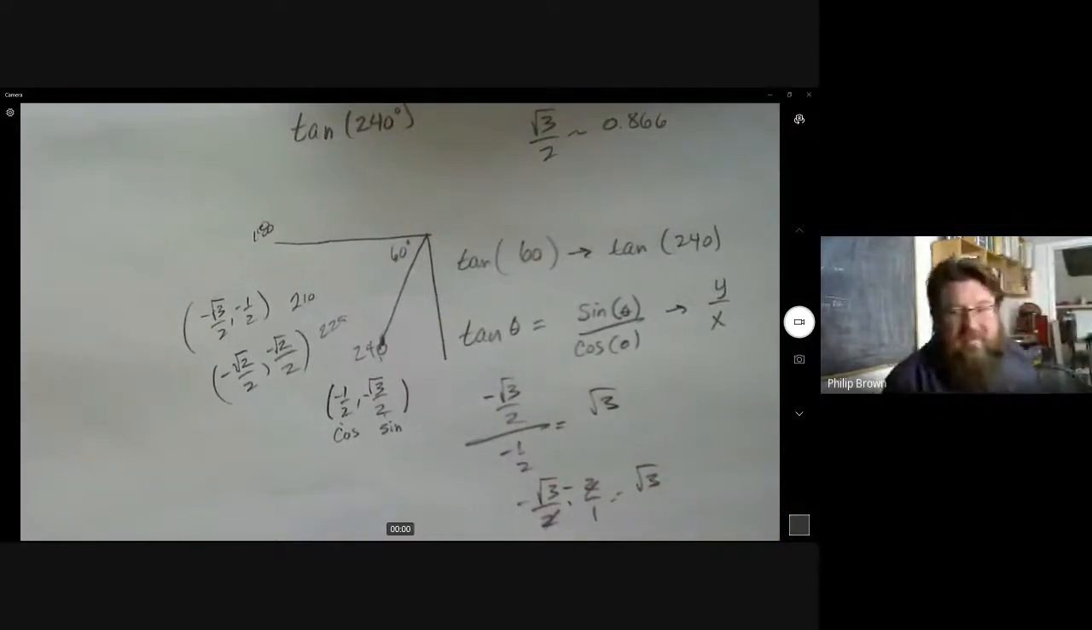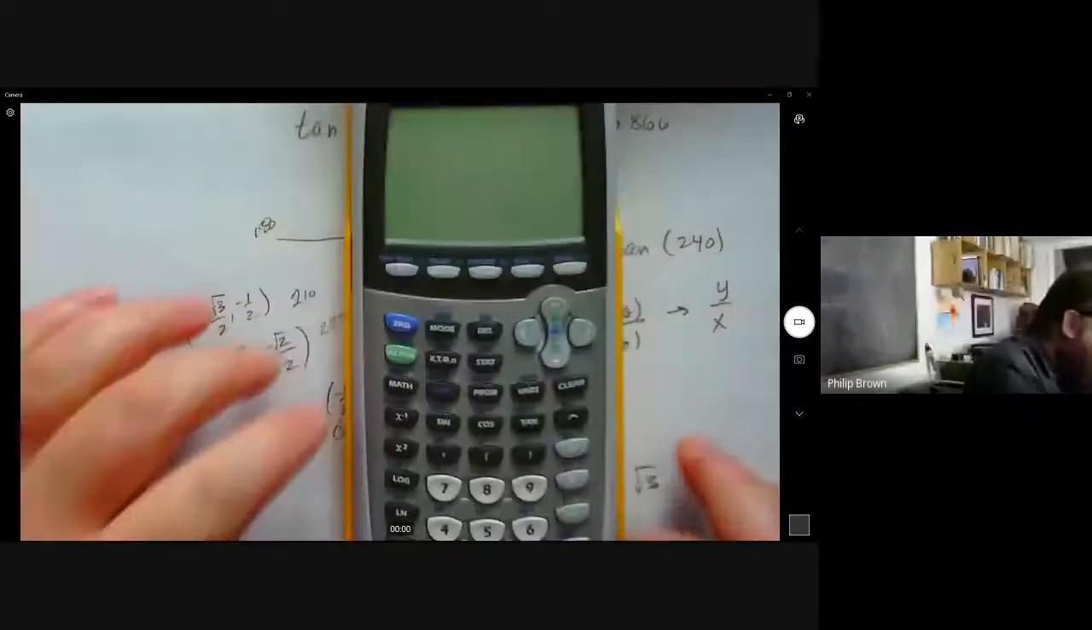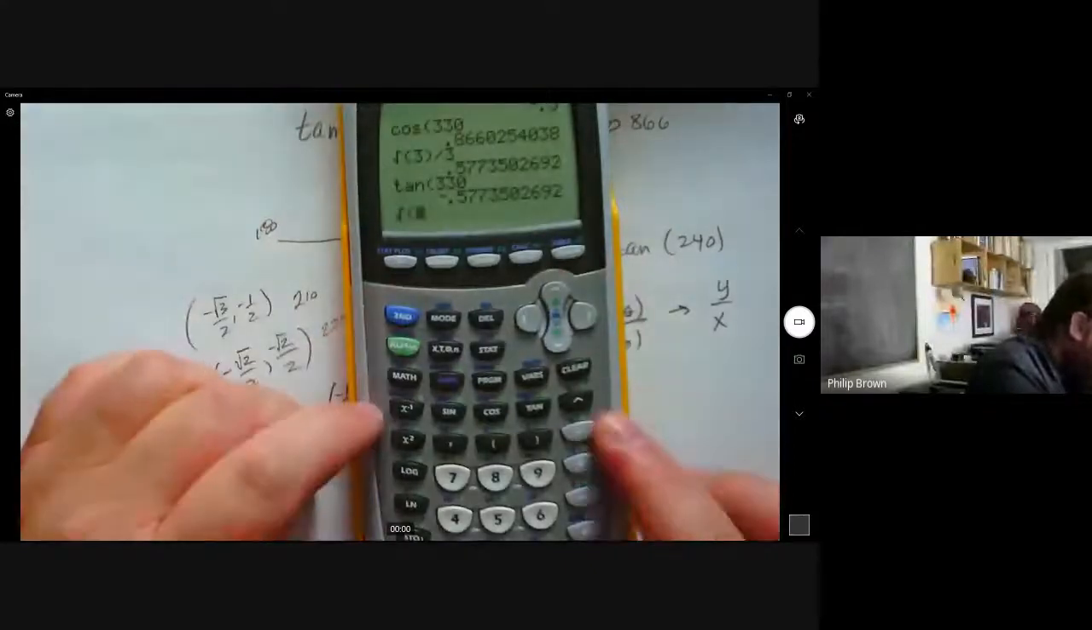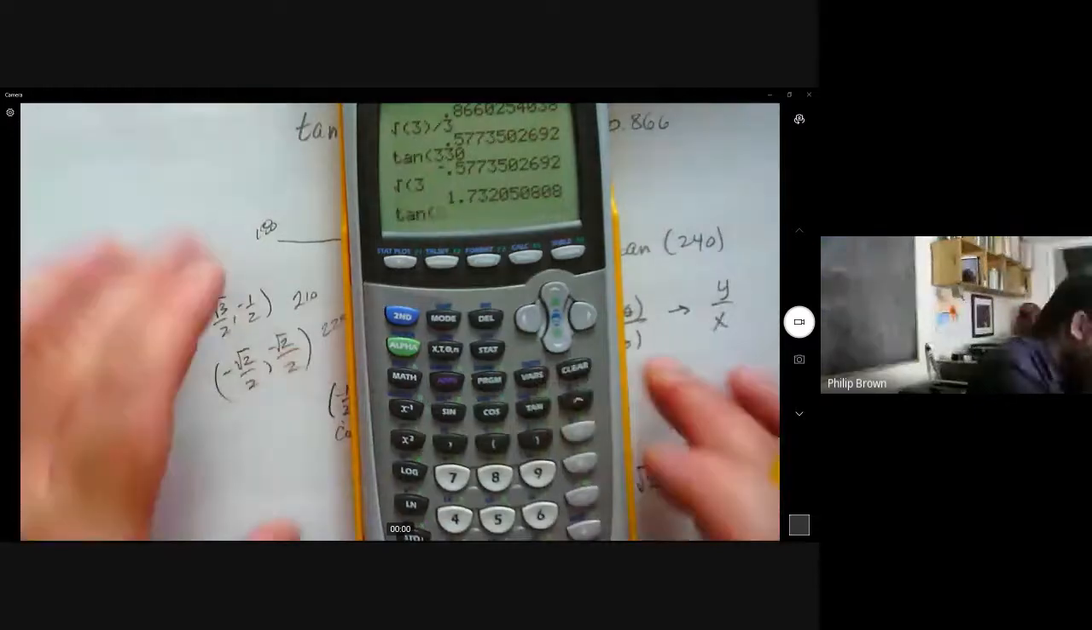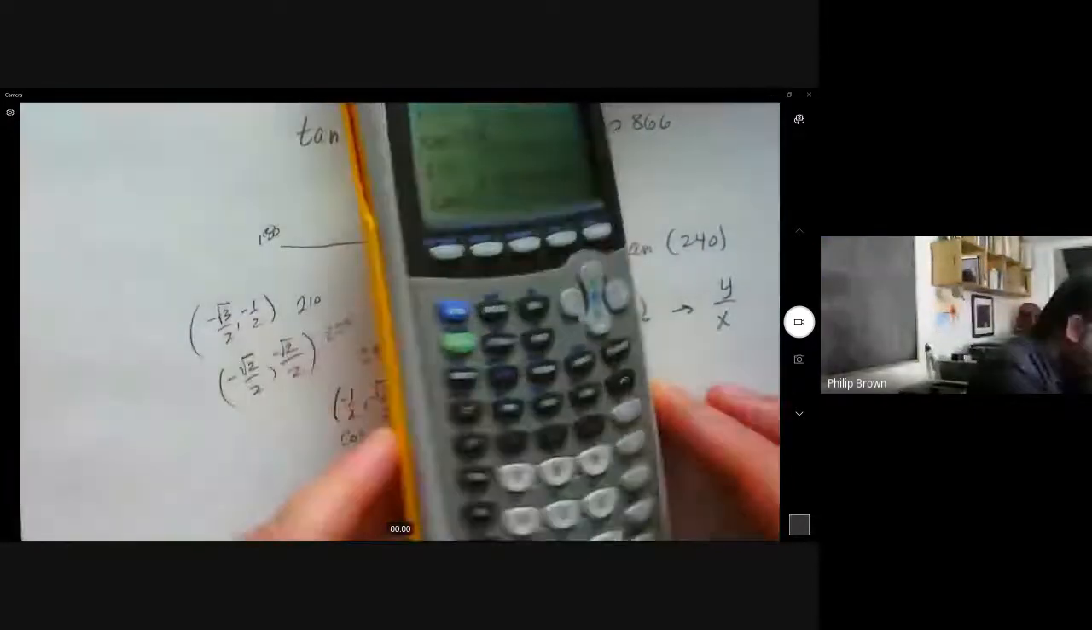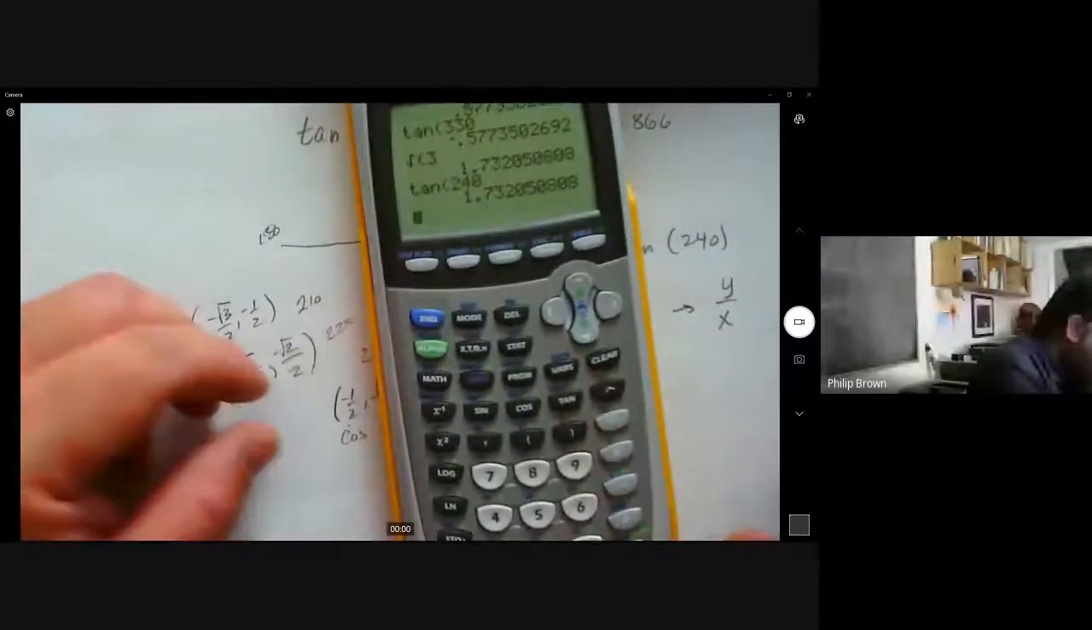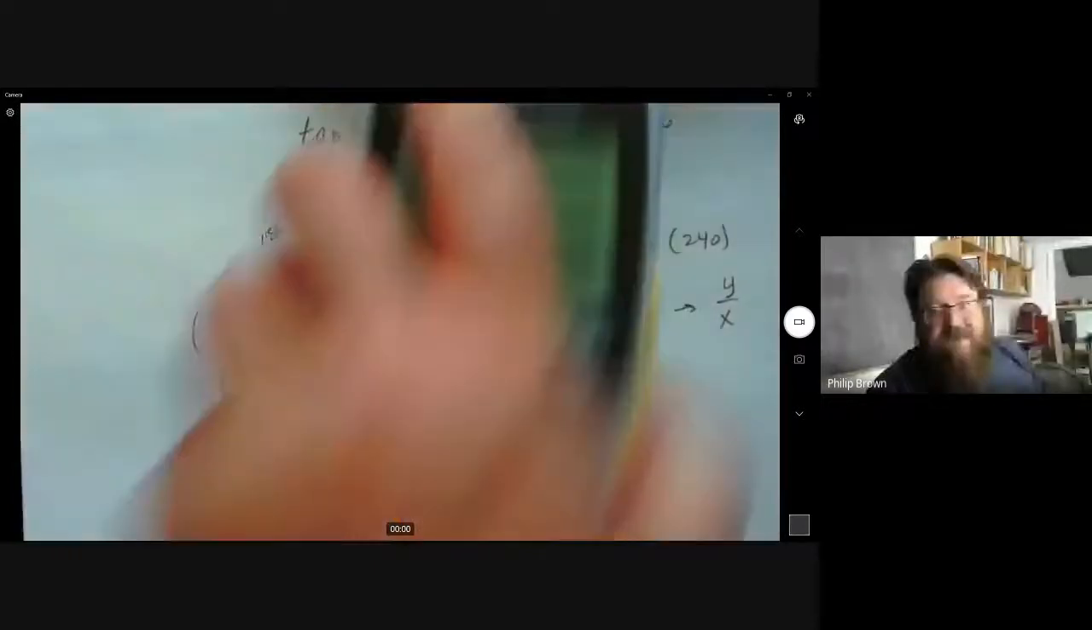Shall we find out? Use a calculator to check it. So square root of 3, 1.7, and then the tangent of, what was our angle? 240? 240. Wow. Fancy that.